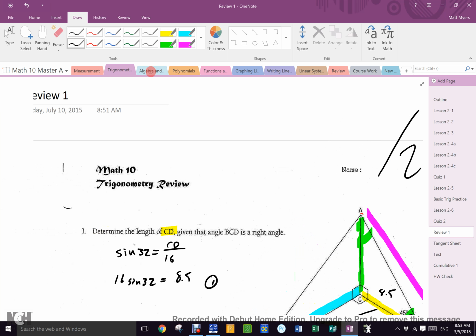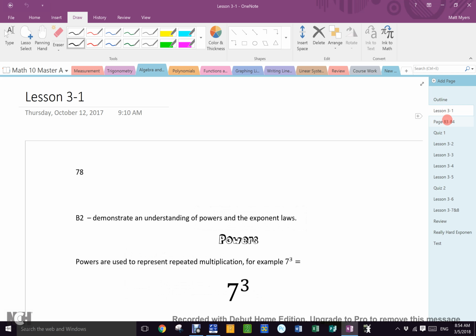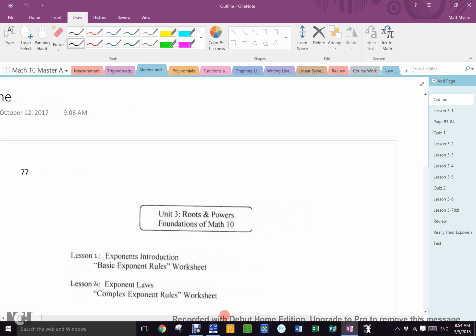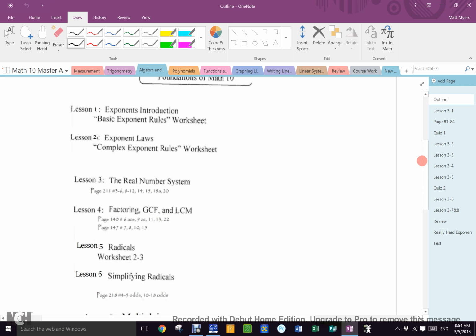And if you would be so kind as to turn to what I believe is page 77, you will see the outline. And you can see what we will be working on for the next couple of weeks.